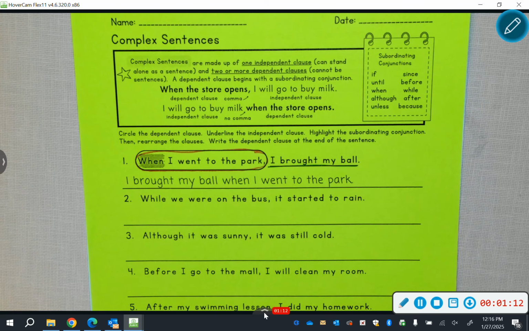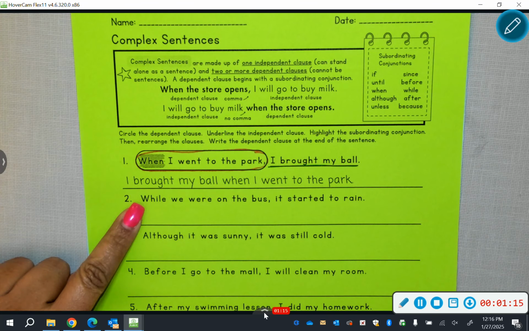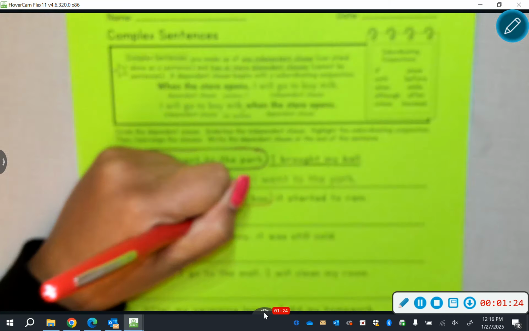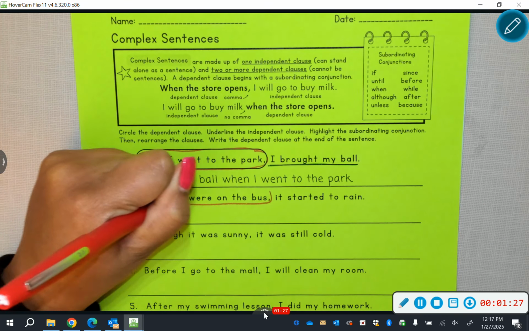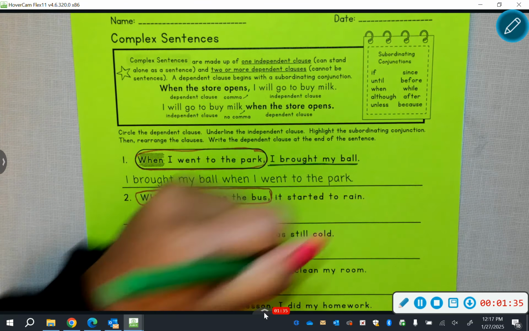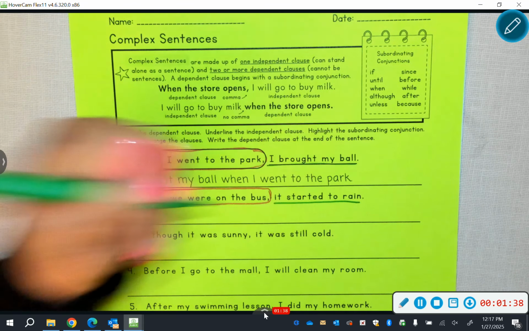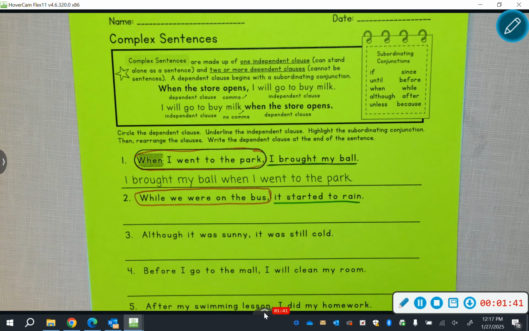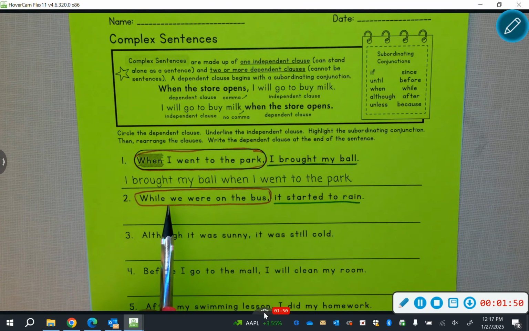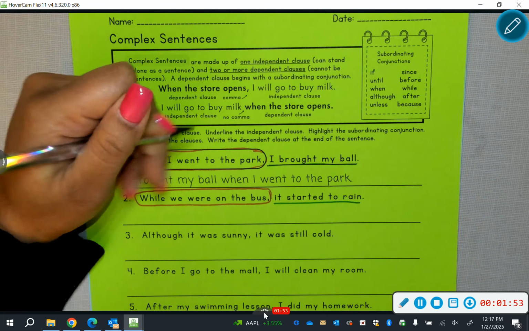So we're going to do one together. Number 2, while we were on the bus, it started to rain. This part here, while we were on the bus, is the dependent clause. And it started to rain is the independent clause. So I'm going to rewrite the sentence to where the independent clause comes first and the dependent clause comes at the end, because that's the directions right here.